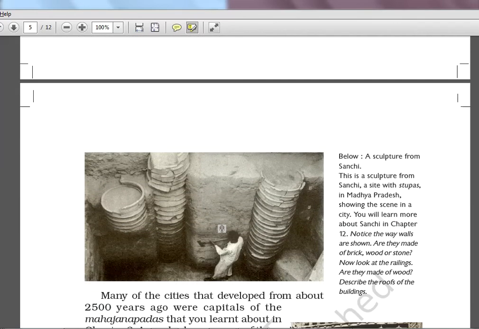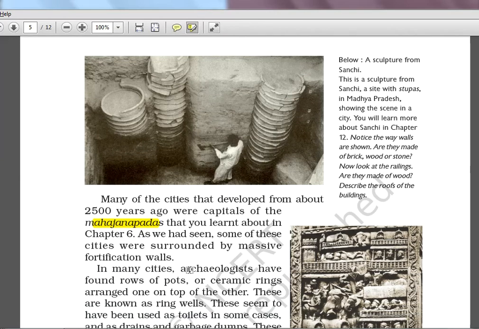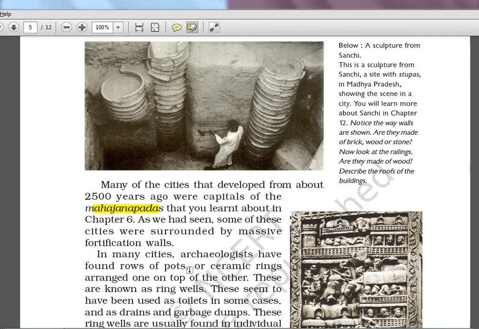So again, here a lot of structures are mentioned. Mahajanapadas. Hope you remember the term. Jana was people. Vish was community. Janapada was the community as a whole, or the territory of the land in which the people are residing. Mahajanapadas were huge kingdoms, and I showed you a map also in the previous chapter.